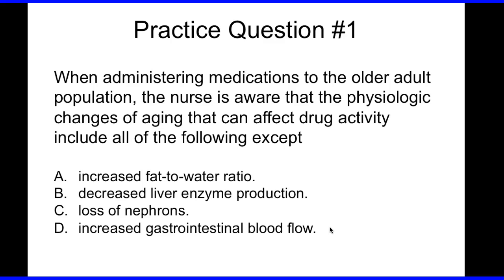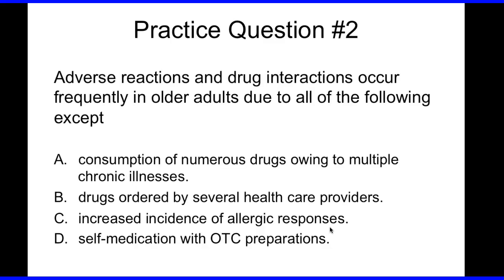So that's the best way to go through except questions. You start with each one. Is this one true? Remember we have more fat, 20 to 40% more fat in our body. Our liver enzyme production is not increasing in elderly, it's decreasing. Remember that metabolism? Nephrons is in the kidneys. Remember the kidneys aren't functioning as well when you're elderly, so they have a loss of nephrons. But they don't have an increase in gastrointestinal blood flow. Remember, everything's pretty much decreasing except for that fat.